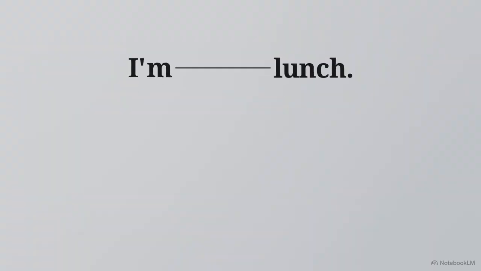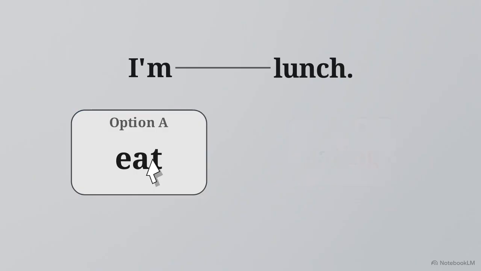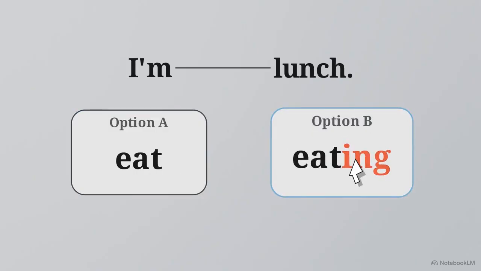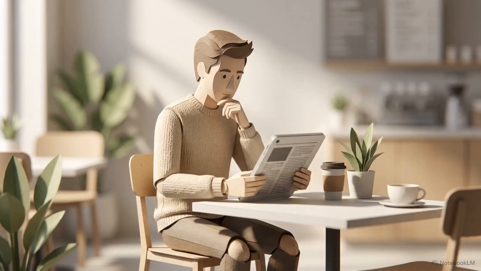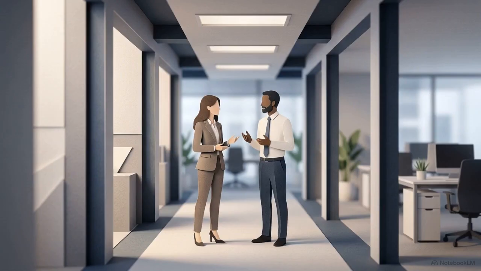Which of these is correct? Option A, I'm eat lunch, or option B, I'm eating lunch. Look at the two choices and pick one before we reveal the answer. Practicing these patterns now makes it much easier to use them correctly when speaking later.